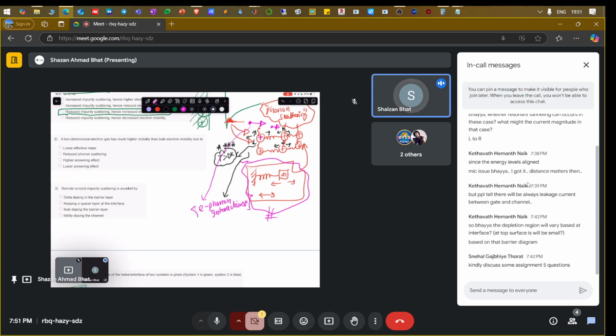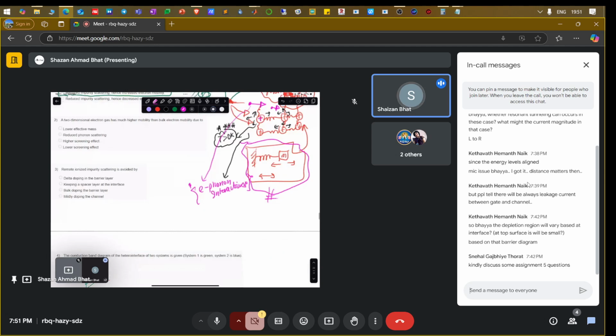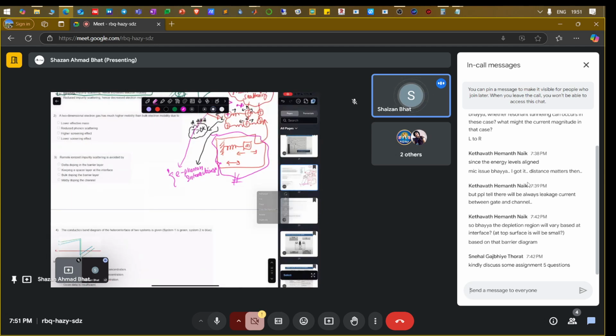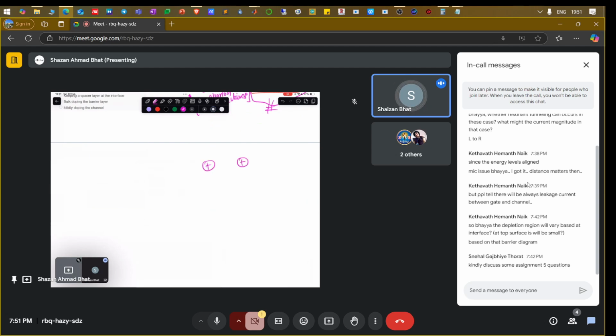And it is different from impurity scattering. Don't consider these as impurity scattering, because I have shown it as positive charges here, but these are not. These can be just atoms. I have shown it with a positive charge so that you can differentiate it from the electron. And these are the spring models.